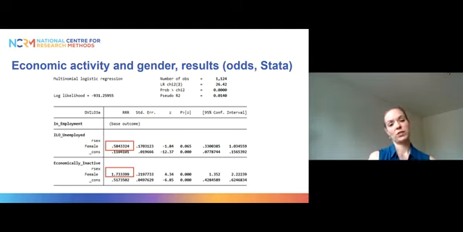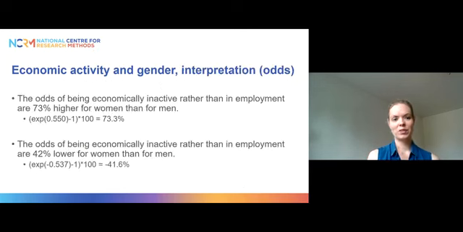If we wanted to put these results into English language, we might want to say something like this. If we were to interpret these results using the odds scale, we could say that the odds of being economically inactive rather than in employment are 73% higher for women than for men. And below you can see how I came up with this number, 73%. And for the second equation, we could say that the odds of being economically inactive rather than in employment are 42% lower for women than for men.